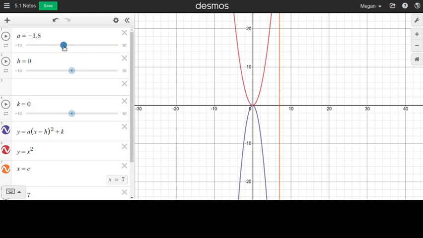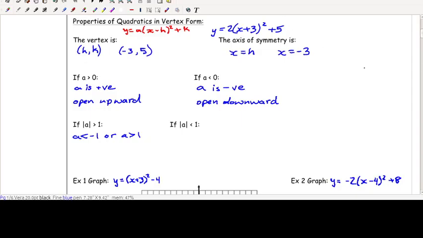Same thing in the negative direction. If I'm at -1, that's just flip it over. And if I go lower than -1, again my parabola gets narrower and narrower and narrower. So this is a parabola that is narrower than my basic parabola y equals x squared.